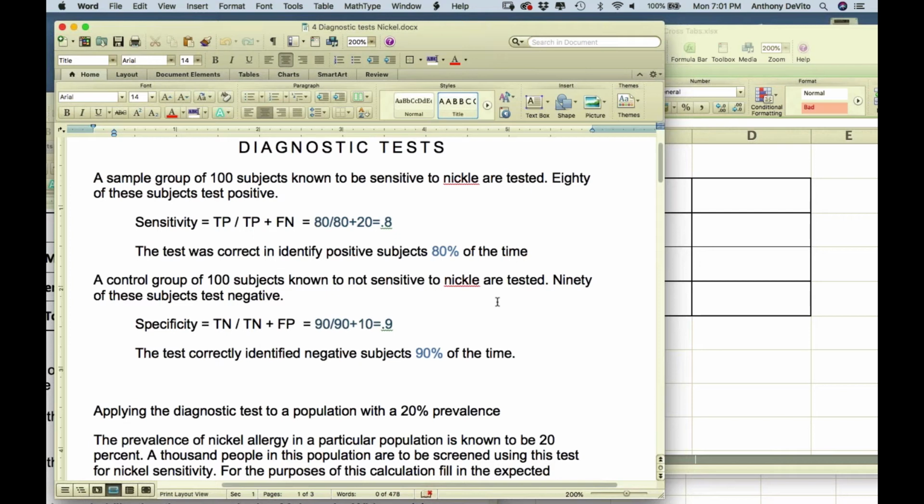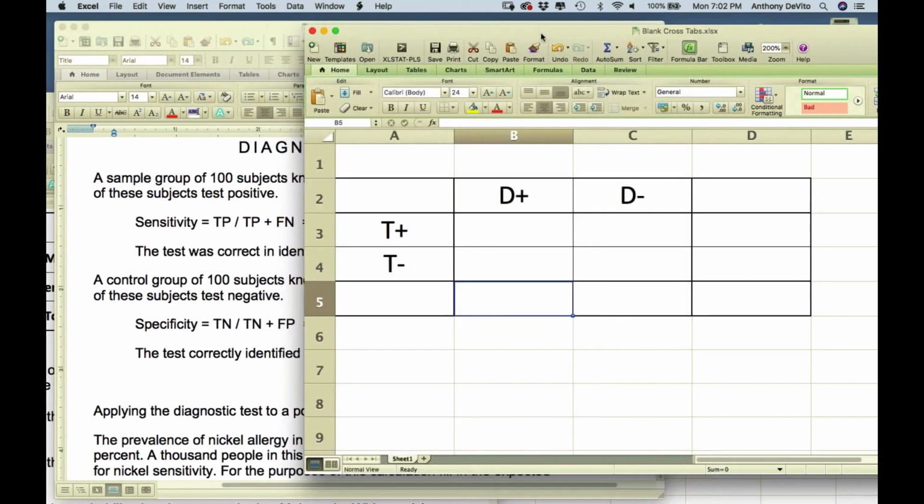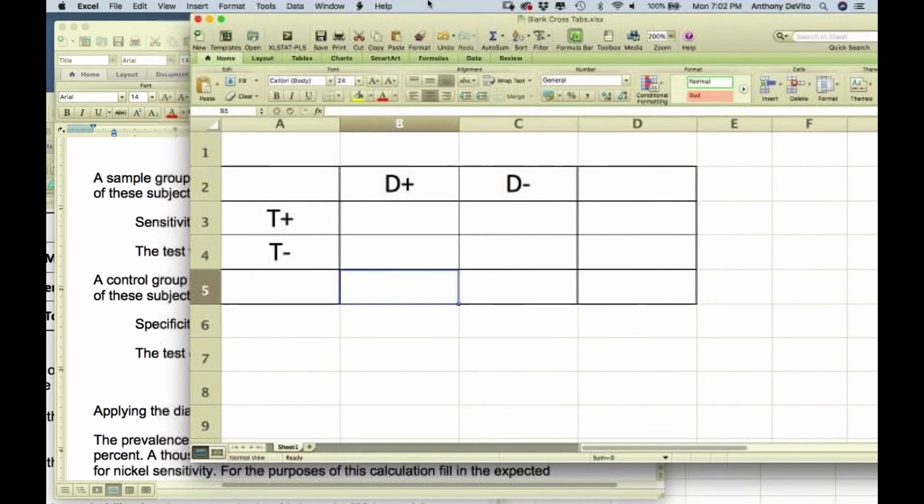When it gets the test right, identifying someone who has the disease, that's a true positive, right? When it gets it right and identifies somebody who doesn't have the disease correctly, that's a true negative, right? And if it gets it wrong, it's either a false positive or a false negative. Okay, so we're gonna create a crosstabs table, a contingency table, if you want, right? That's gonna look something like this.